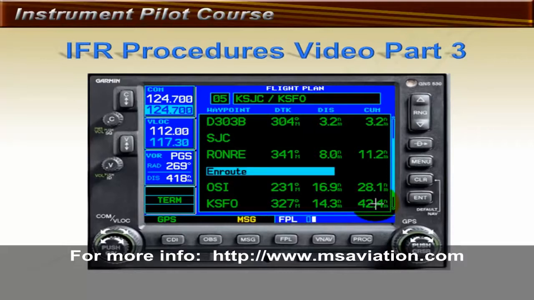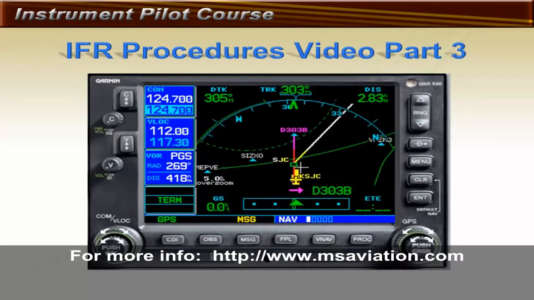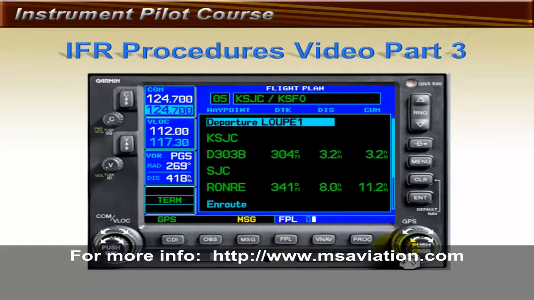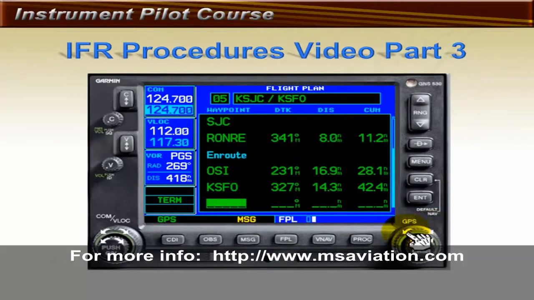Now we're going to see what it looks like on the moving map. We press Flight Plan, and we have a look. Let's go back to the flight plan. Alright, so we'll look at our flight plan now. Looks better. 42 miles away instead of 300 and something.